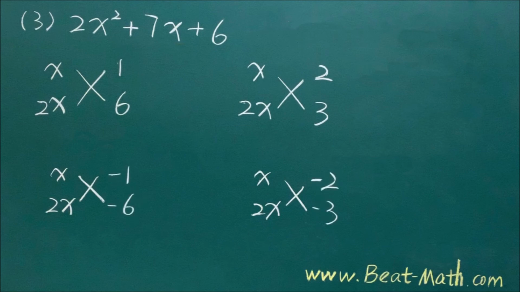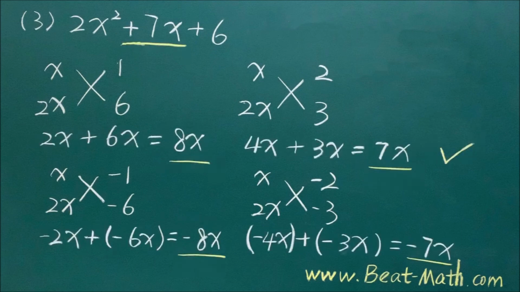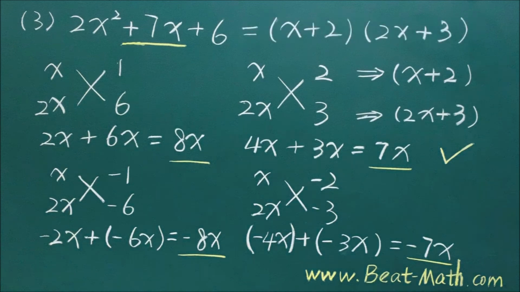Let's cross multiply them. Only the pair 2 and 3 will bring us 7x. So we can factor the polynomial into the quantity of x plus 2 times the quantity of 2x plus 3. That's the result. That is the cross method for factoring.